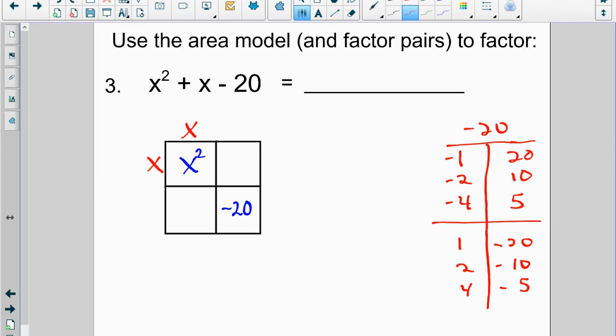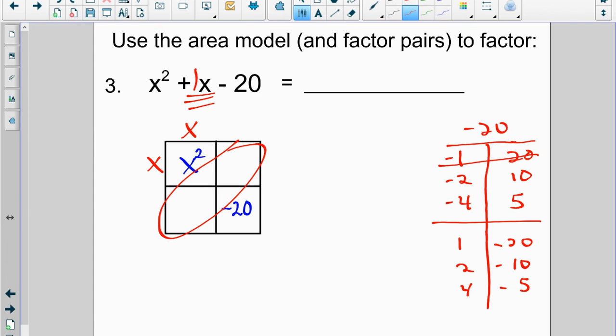Now, if you've been paying attention on the first two, you might also remember that using those same coefficients, my like terms, which will have those coefficients, have to add up to this coefficient of the middle term. It has to add up to 1. So which pair of numbers from my factor pairs of -20 will actually add up to +1?